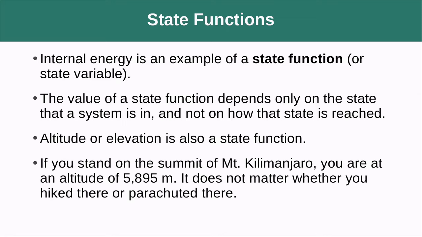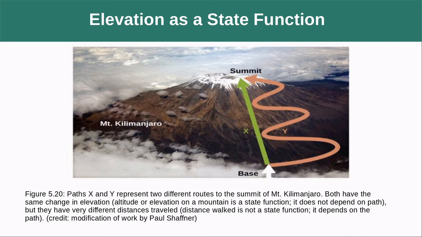So internal energy is an example of a state function, or state variable. The value of a state function depends only on the state that the system is in and not how that state is reached. So we only have to have information about what we started with and what we ended with. It doesn't matter the path it took between the two. An example of this might be altitude or elevation. For instance, your potential energy difference will be the same going from the base of the mountain to the top, regardless of what path you took to get there. You're still going to have the same difference in potential energy, just so long as we know the end point and the beginning point.